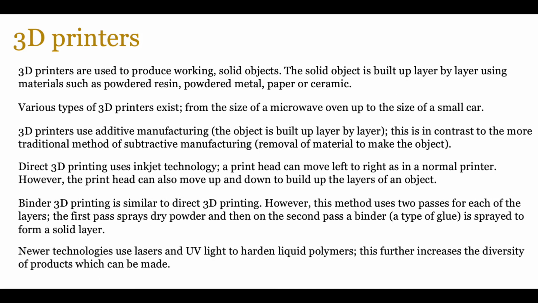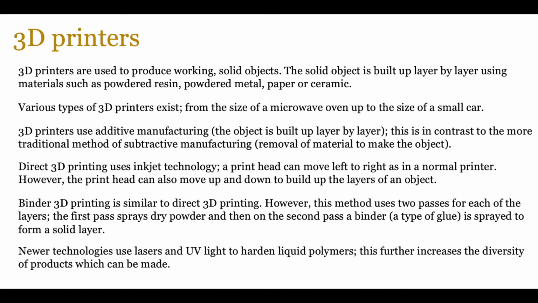Now 3D printers are used to produce working solid objects, whether it's medicine, whether it's construction, whether it is just prototyping products. You can do a lot with 3D printers, and they're becoming more and more advanced, especially in the kind of materials they use. Now there's a lot of different types of materials possible. There's powdered resin, there's powdered metal, paper or ceramic, and there's a lot of different types of 3D printers. So they can vary from the size of a microwave oven to the size of a small car, or even in some cases the size of houses.